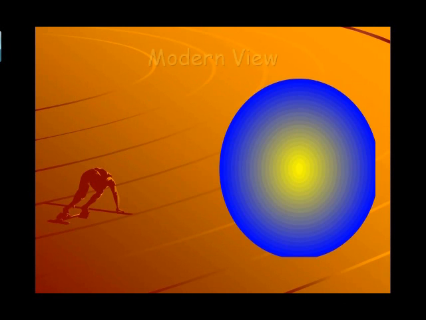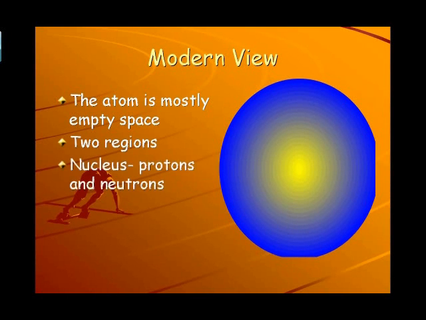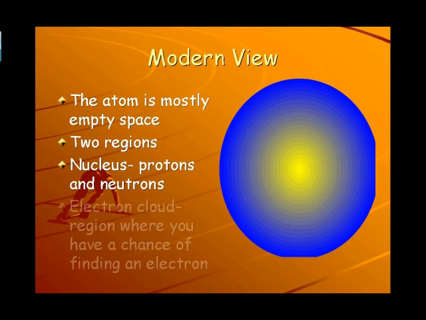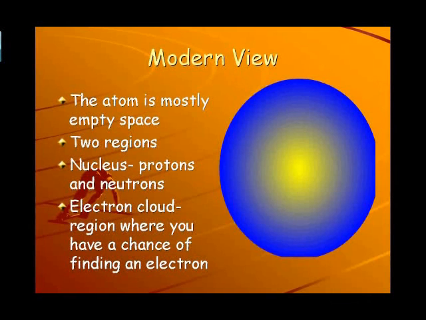Now, our modern view of the atom is that it's mostly empty space. There are two regions of the atom: the nucleus, which contains the protons and neutrons and has a positive charge and is extremely dense, and then the electron cloud, where the electrons reside, which tends to make up the greatest volume of the atom, tends not to be terribly dense, and it generally takes on a negative charge.